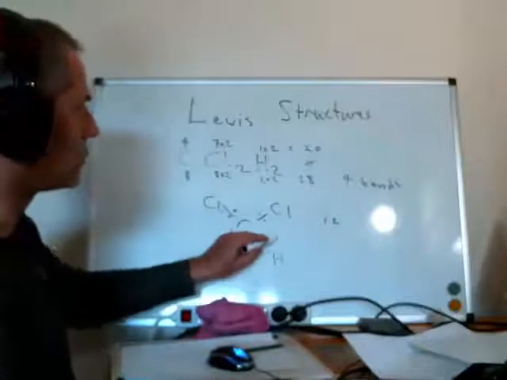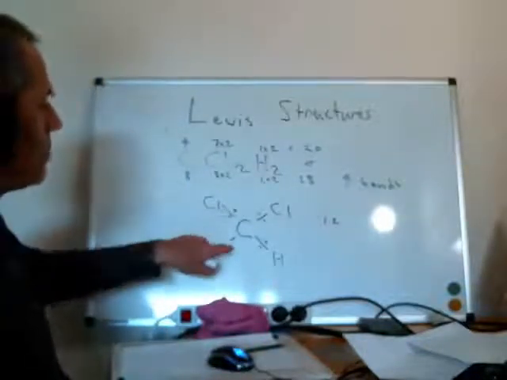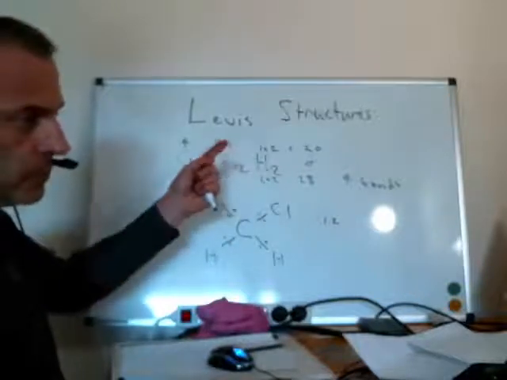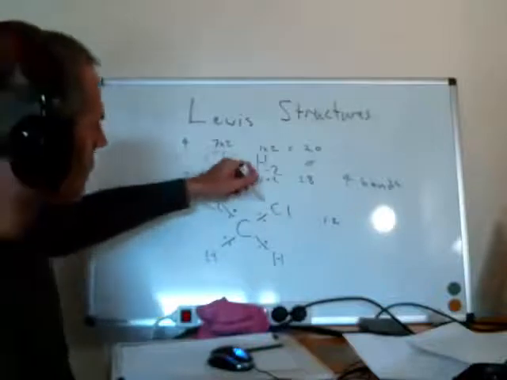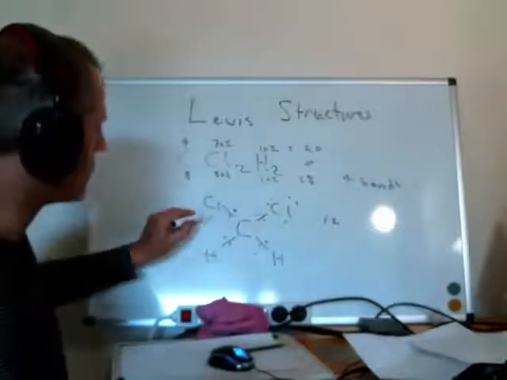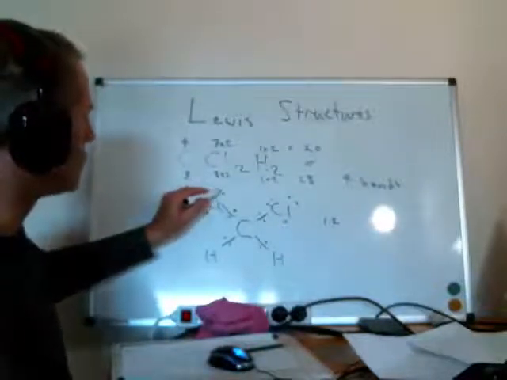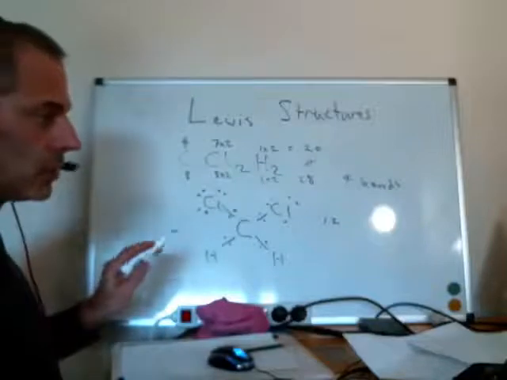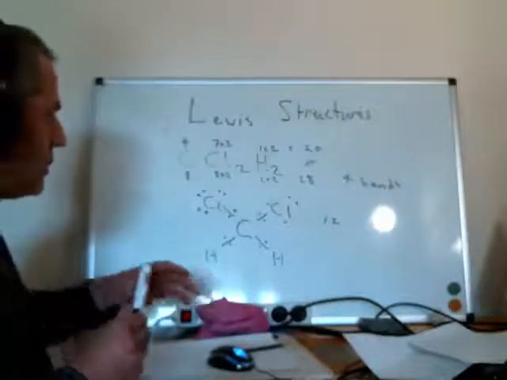The hydrogens have got 2 each, which is okay, because they're in the sort of 0th group and they only have 2 electrons, and the chlorines can be filled up to make their 8. We like to put our electrons in pairs because they otherwise behave as a lone pair. So there is our Lewis structure for dichloromethane.